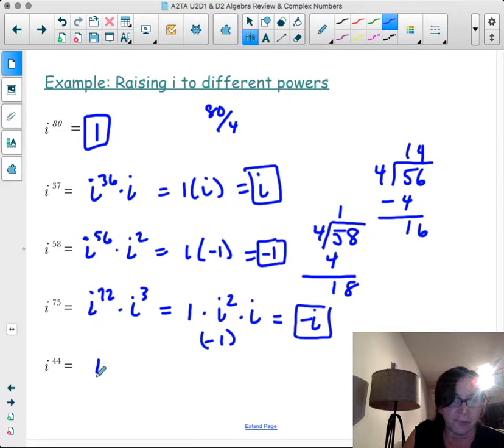Lastly, i to the 44th power is 1 because 44 divides evenly with 4.